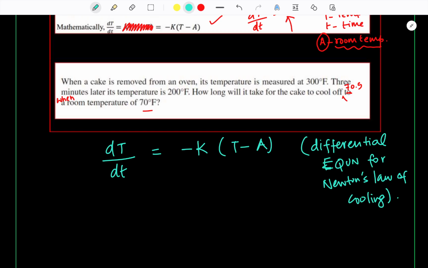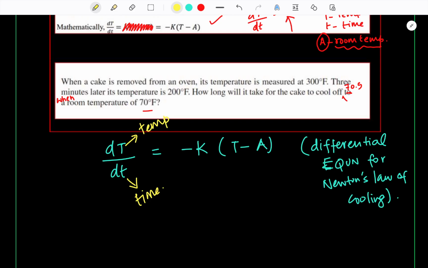Once again, I'll repeat. What is your T? This is your temperature. And what is this t? This t is the time. Temperature of the room? No, it can be anything, right? A is only the room temperature. Keep that in your mind.